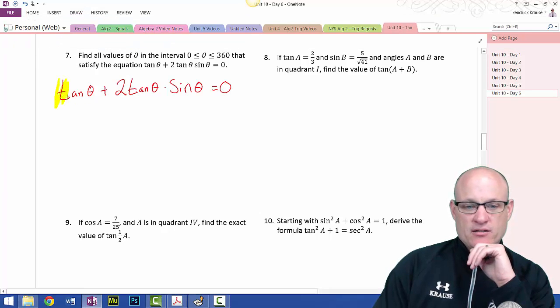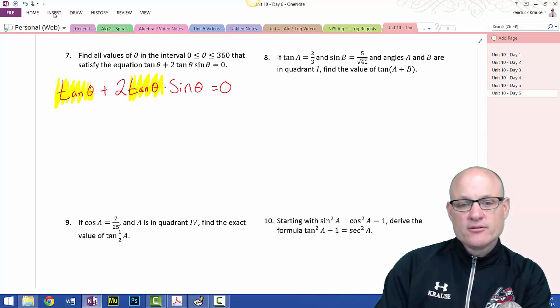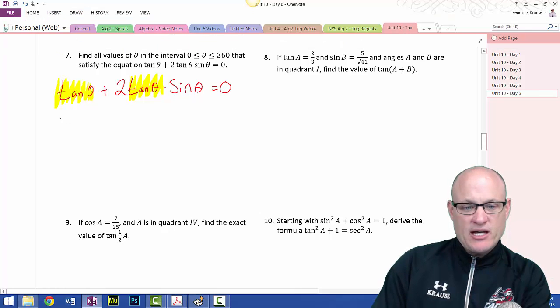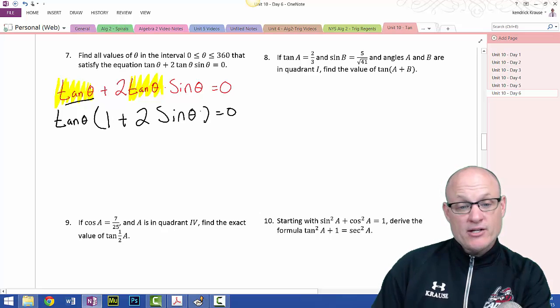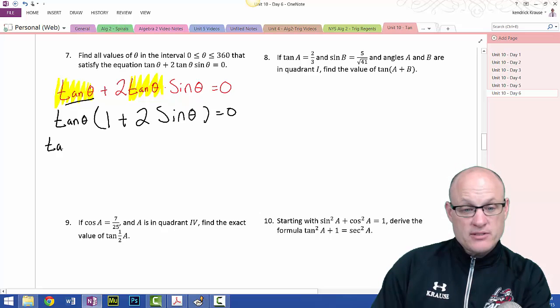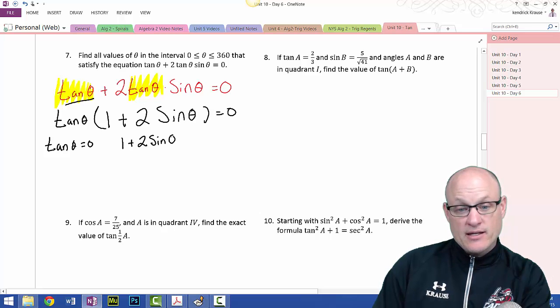Do you see that we have a tangent here? And do you see that we have a tangent here? They have a GCF. And that GCF is tangent of theta. So when I take the tangent of theta out, I'm left with 1 plus 2 sine theta. That's all the factoring that you have to do. Now you just got to set these things equal to 0. That's kind of the tricky part. Tangent theta equals 0, and then 1 plus 2 sine theta equals 0.